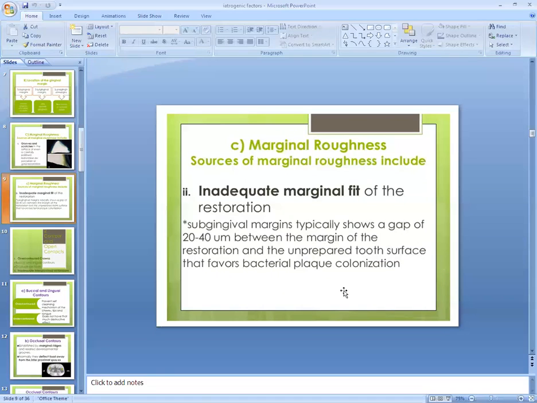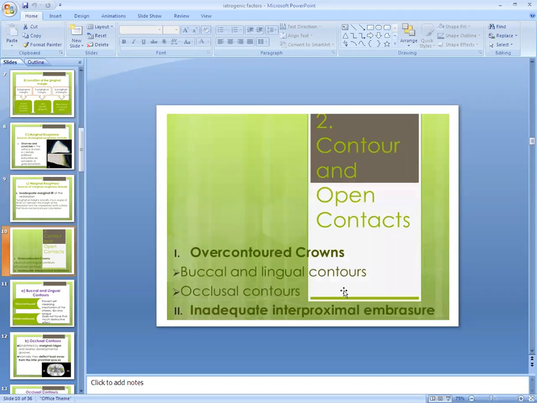Second factor is the inadequate marginal fit of the restoration. Normally, subgingival margins typically show a gap of 20 to 40 micrometers between the margin of the restoration and the unprepared tooth surface, which favors bacterial plaque colonization. So, moving towards the next factor.